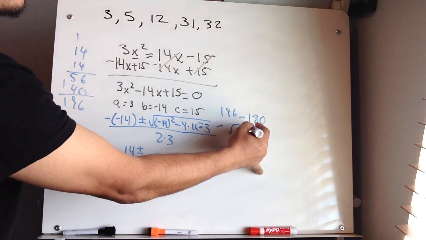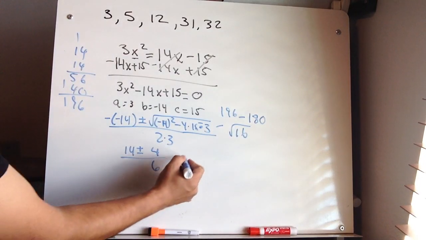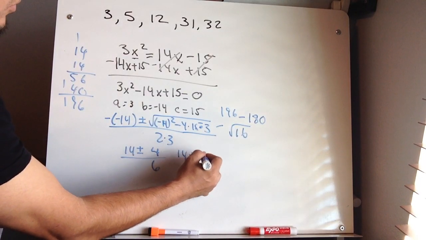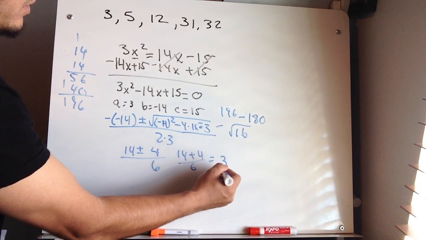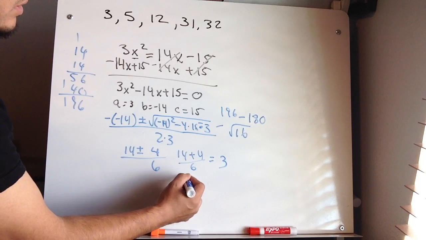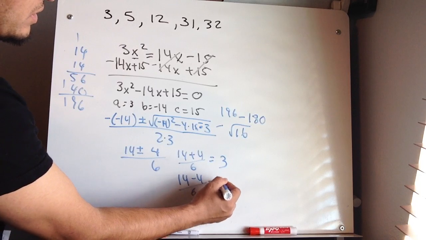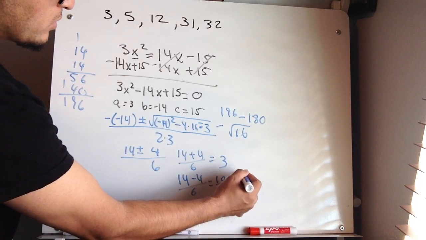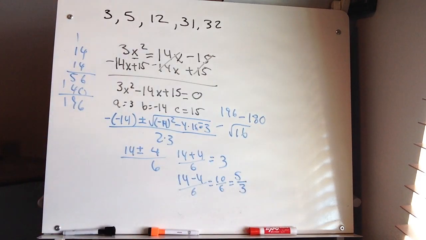Then we do the square root of that, which is 4. So this whole thing became 14 plus 4 over 6, which is 18 divided by 6, which is 3. And then the other one is 14 take away 4 divided by 6, which gives you 10 over 6, or reduced to 5 over 3. So you got two answers using the quadratic formula. Alright, so that was question 3.